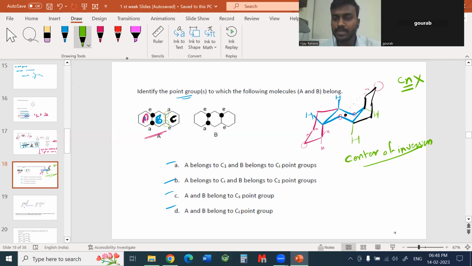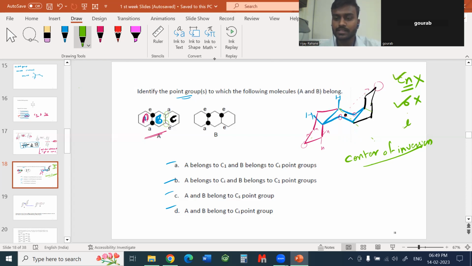Secondly, we need to find out whether there is any sigma plane. See, this molecule doesn't have any plane. If you pass a plane like this, they are not exactly matching. After taking a mirror plane, this ring will go to this side, and this ring will go to this position. So these are not mirror planes. So it doesn't have any mirror plane, any sigma. Then we can conclude there is no Cn, there is no sigma.